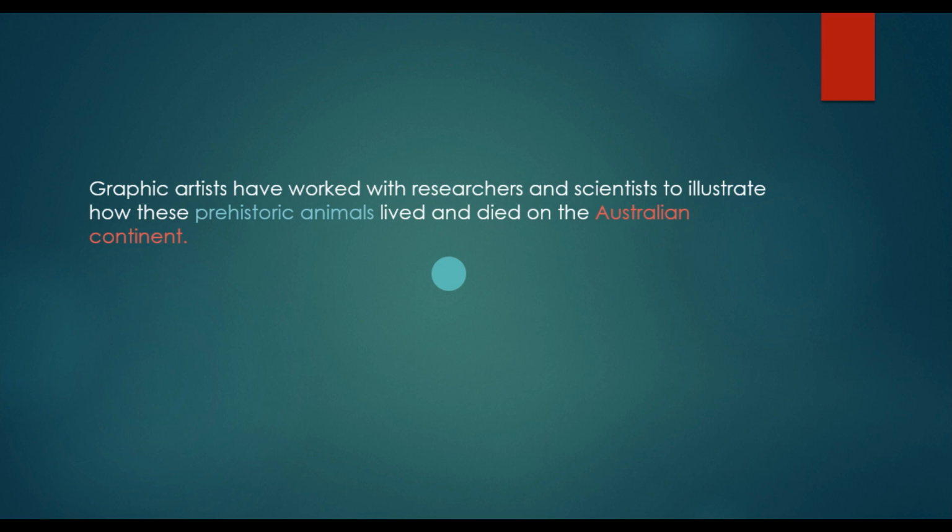Another example is: graphic artists have worked with researchers and scientists to illustrate how this prehistoric animal lived and died on the Australian continent. Answer: a pictorial history of the dinosaur in Australia. In the answer, the dinosaur means prehistoric animal. Prehistoric animal means they existed in the past, now they are in our history. So prehistoric animal means dinosaur, and Australian continent means Australia. So this is another paraphrased version.